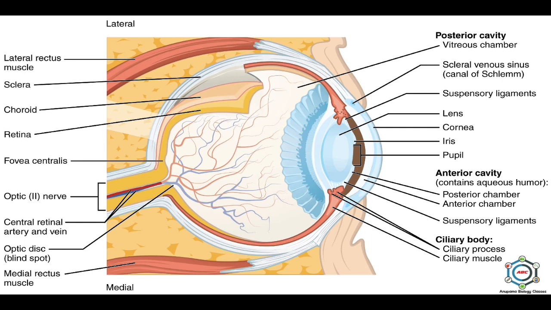After that, the contents of the eye are the aqueous chamber and the vitreous chamber. The aqueous chamber is the anterior cavity, which has two parts, posterior and anterior. Here is the canal of Schlemm, you can see in the picture, into which the aqueous humor is continuously secreted and drained into the venous system. So this is the structure.